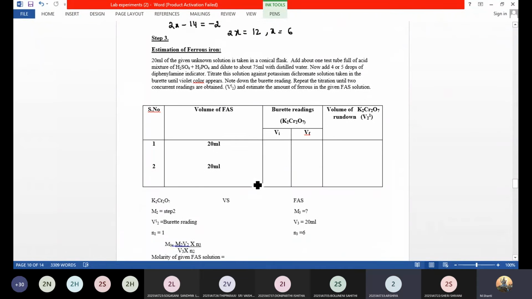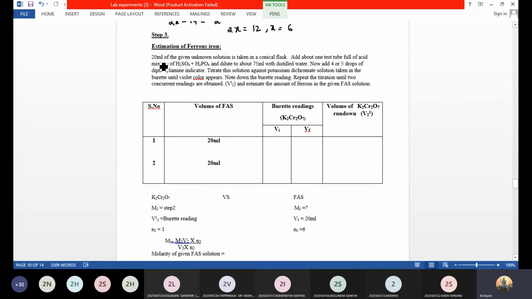Yes, ma'am. Now, coming to the procedure, you will be provided with 20 ml of unknown solution in a conical flask, and to this you are going to add a test tube full of acid mixture, that is H2SO4, H3PO4, and then dilute by adding 75 ml of distilled water, and then add 4 to 5 drops of the diphenylamine indicator. Now titrate the solution against the potassium dichromate. So potassium dichromate must be taken in the burette.